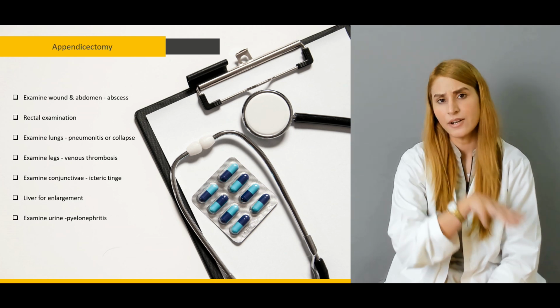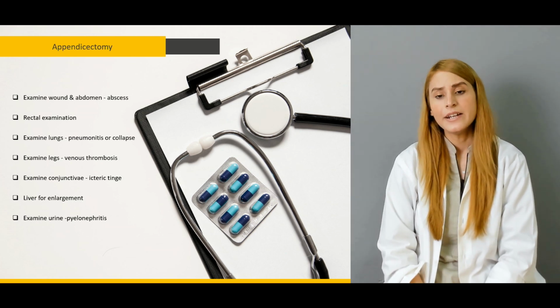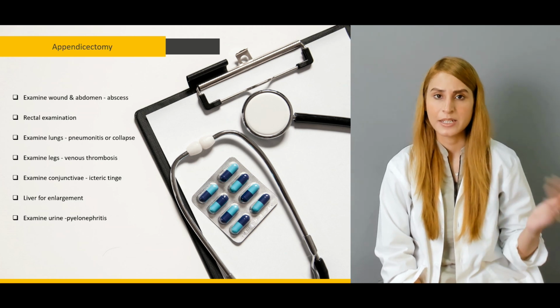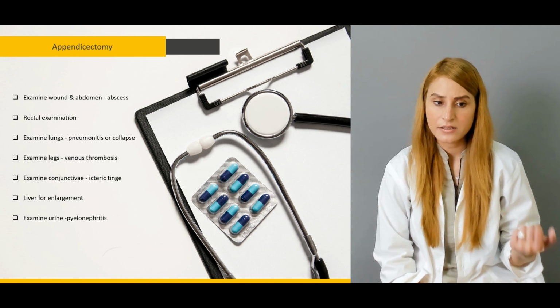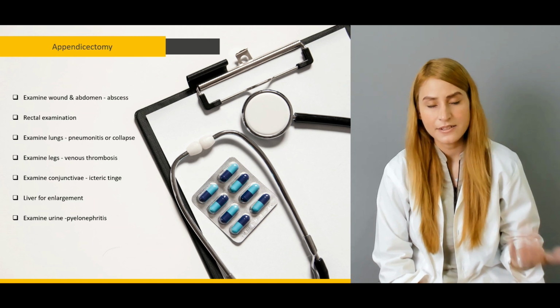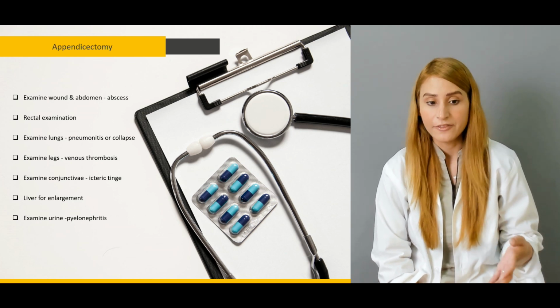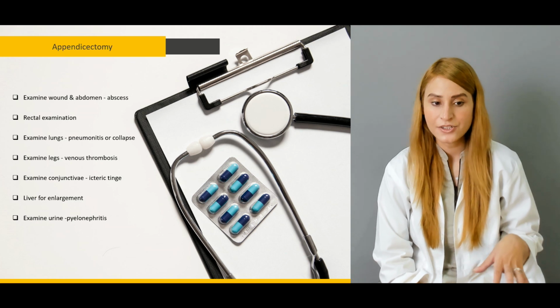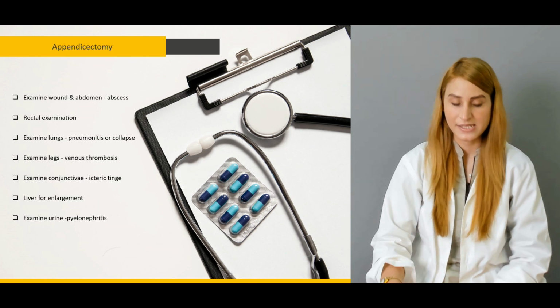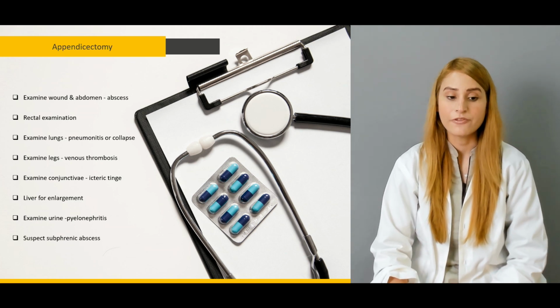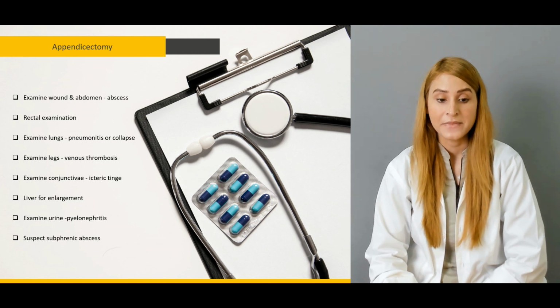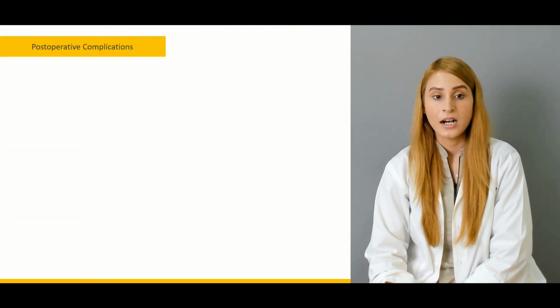So basically you have to rule out the differentials. That can be abscess, you have to examine the rectum as well. There can be pneumonitis, there can be collapse, there can be venous thrombosis, there can be icteric tinge, liver enlargement, or there can be pyelonephritis, or you can suspect the subphrenic abscess as well.